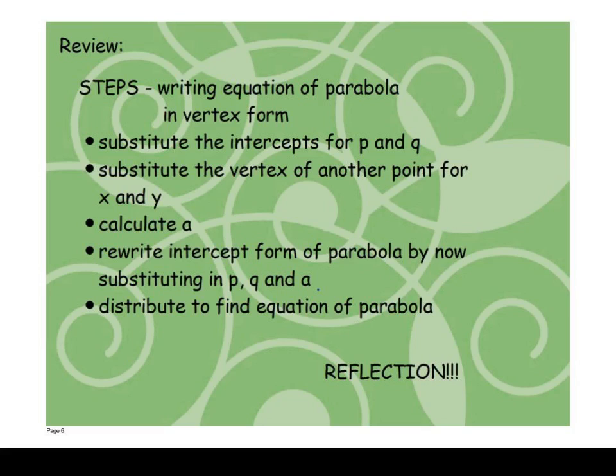So in review, our steps are: we write the equation of a parabola in intercept form, we substitute the intercepts for p and q, so we identify those on our graph, then we pick a third point and plug it in for x and y, and then we use these points to calculate our a. Lastly, we rewrite in intercept form by plugging in our p, q, and our a values. And as a final point, if we want to get our equation into standard form, we distribute our factor groups to find the equation of the parabola.